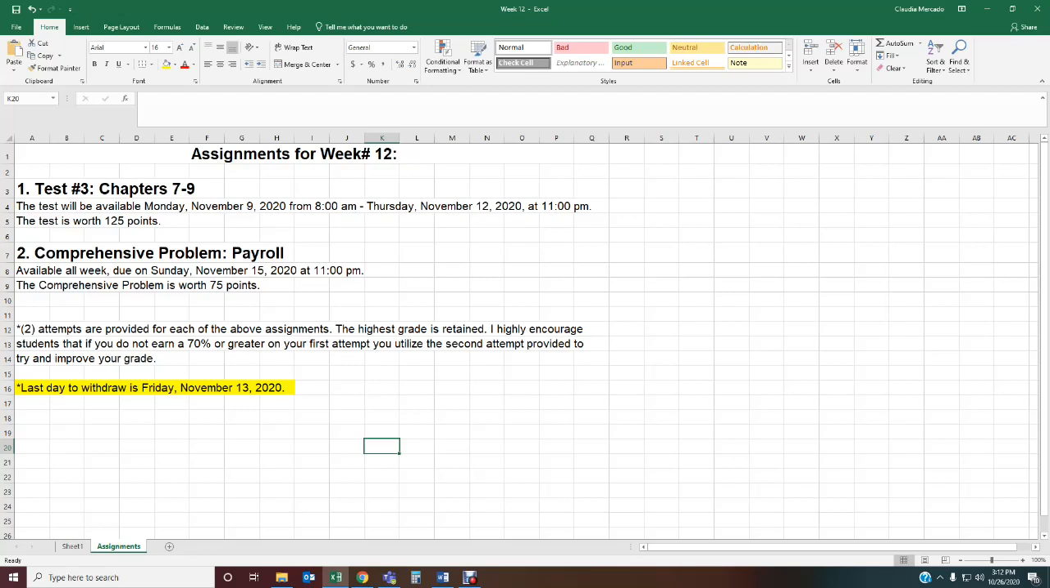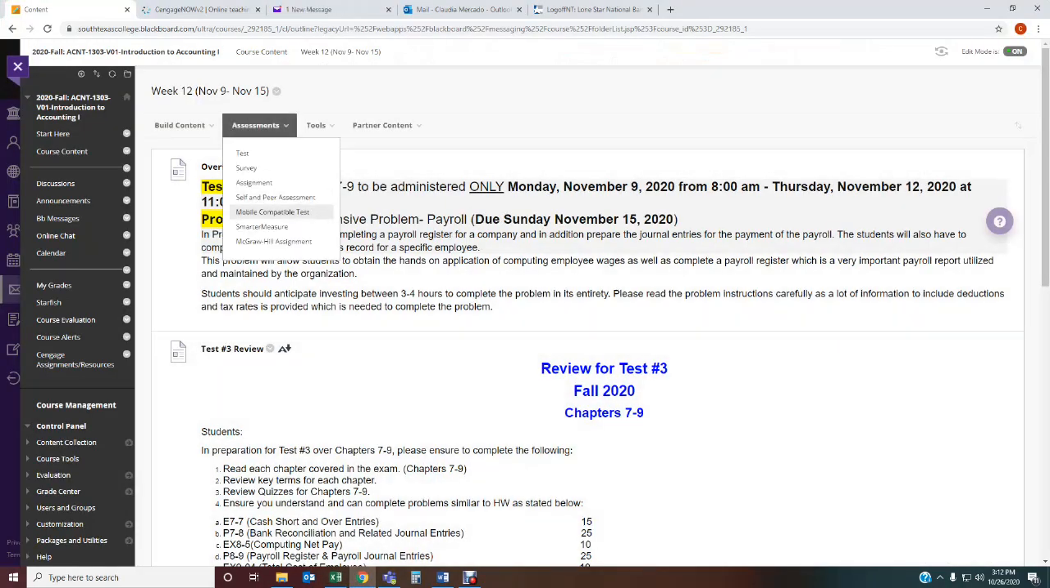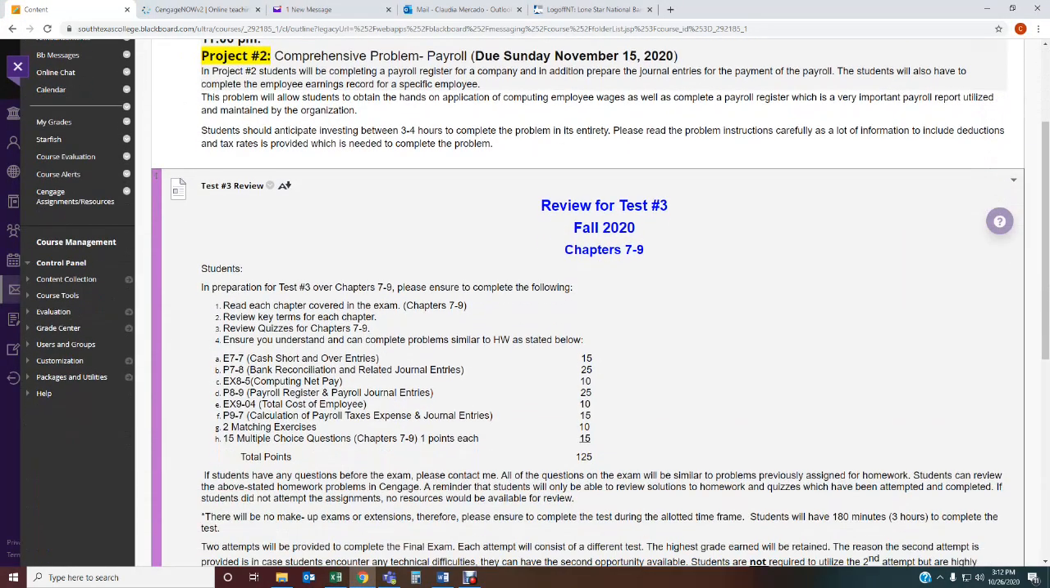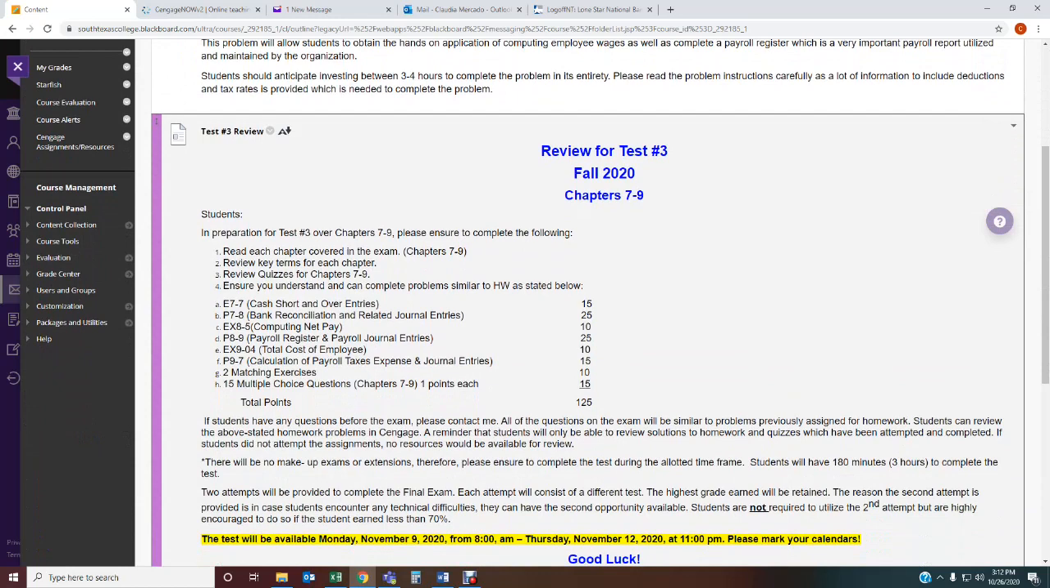We have test number 3 over chapters 7 through 9. That test is only available Monday, November the 9th from 8 a.m. in the morning through Thursday, November 12th at 11 p.m. That is your window to complete the test. A review of what is going to be on your test was provided to you last week during week number 11. I've also included the review in your week 12 content folder in Blackboard so you can know what problems you need to focus on.